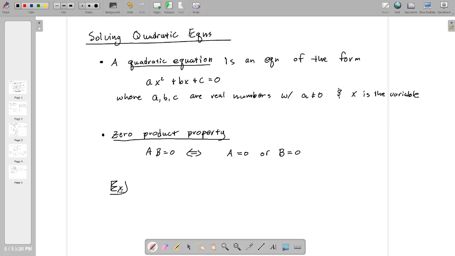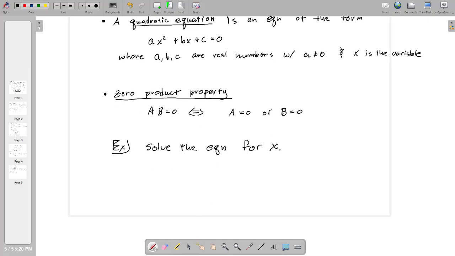Let's do an example. Solve the equation for x. So if we have the equation x squared minus 5x equals 24, then what we want to do is get all of the terms on one side first to put it in the proper form. So it'll look like this. All I did to get from this step to this step is subtract 24 from both sides.